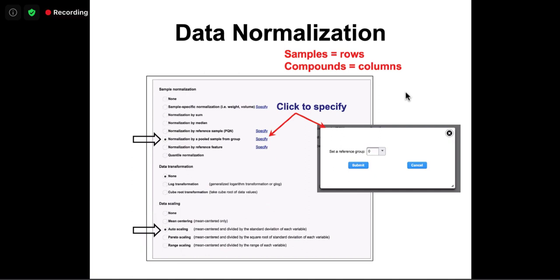For example, this one's zero. Zero is a control. They have zero grain. So we have created an average group sample from this. Then we apply the probability quotient normalization against this average from this group. So this is more stable. And then you choose auto scaling.